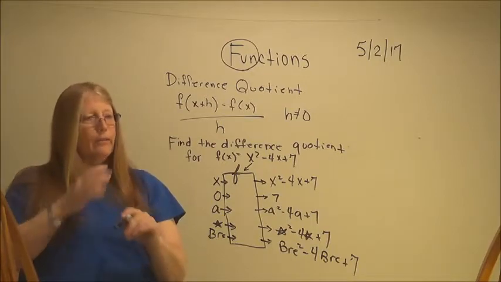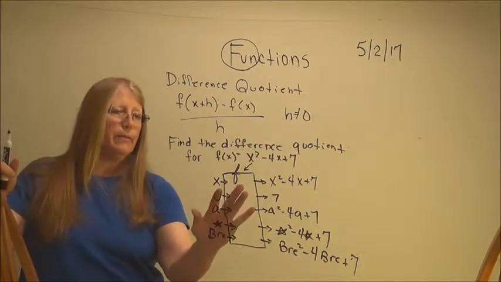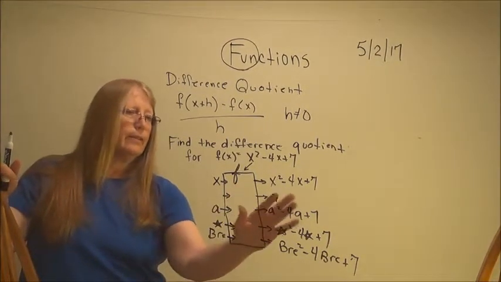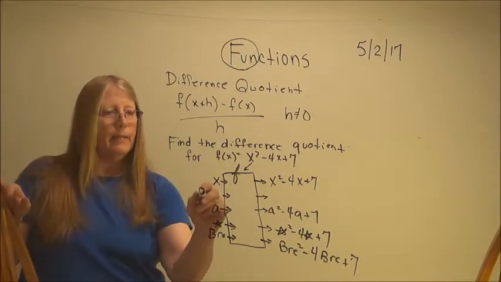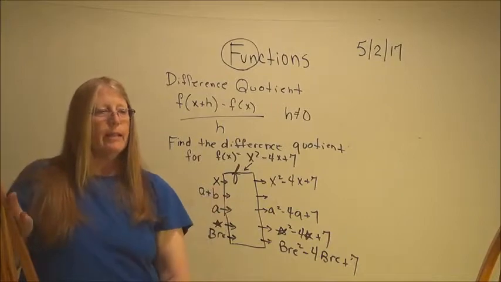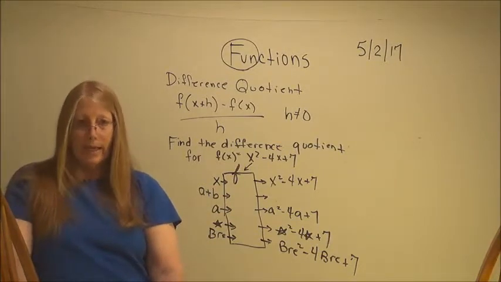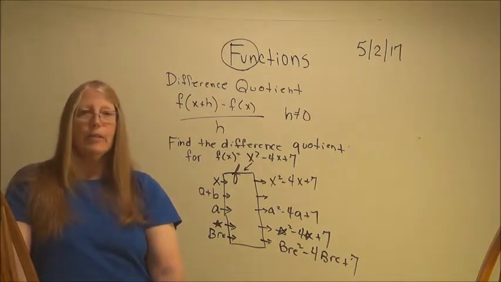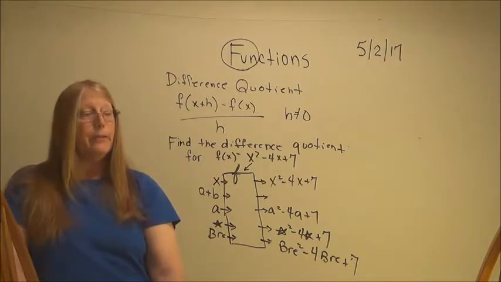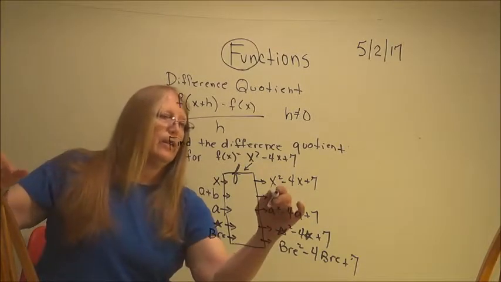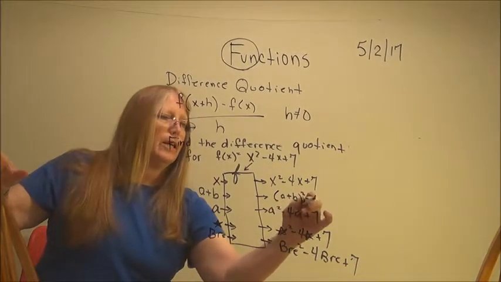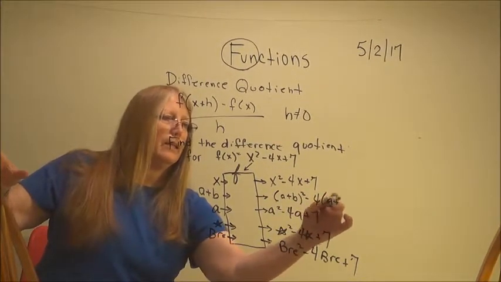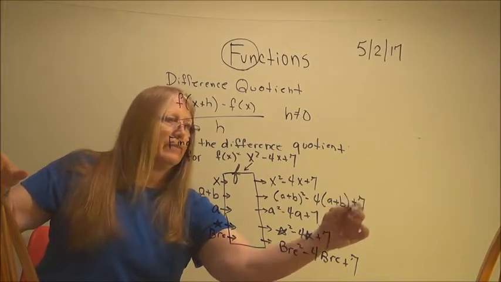Alright, so I'm running out of room here. Let me borrow from my 0 space. What if I put in an a plus b? Again, this function will square whatever I put in, subtract 4 times whatever I put in, add 7. So it's going to square the a plus b, subtract 4 times the a plus b, and add 7.